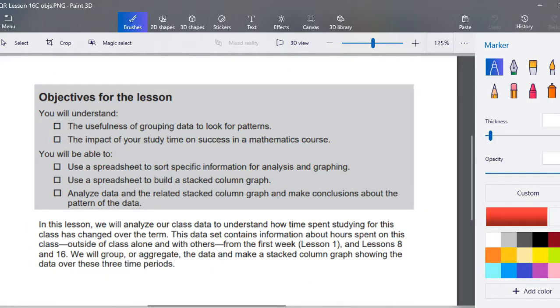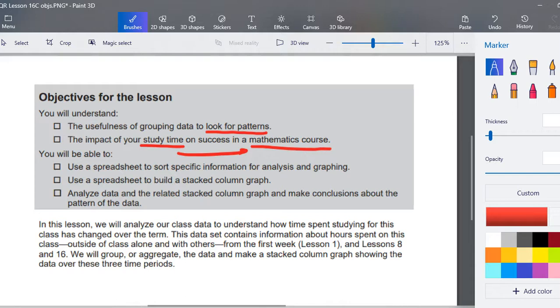The objectives for this lesson are to understand the usefulness of grouping data to look for patterns, and the impact of your study time on success in a math course, in actually any course and in anything in life. The amount of quality time you invest should have an impact on the results of the event or activity.